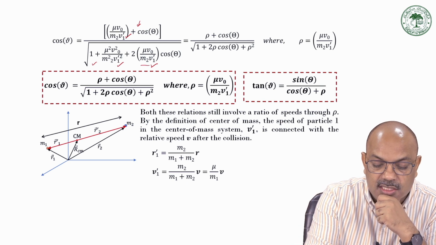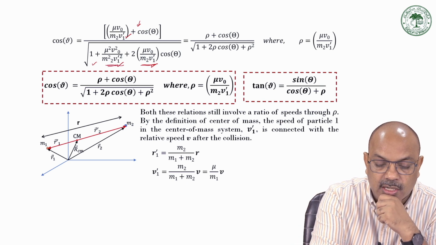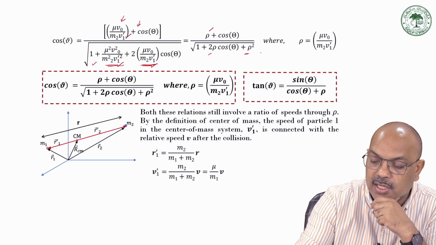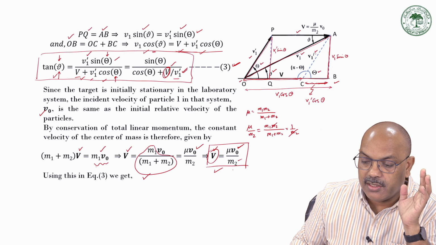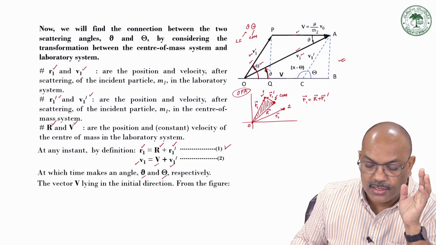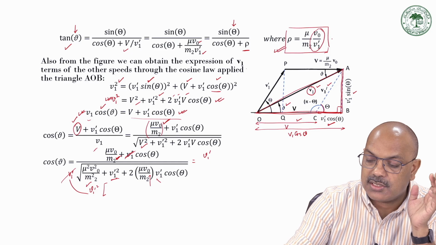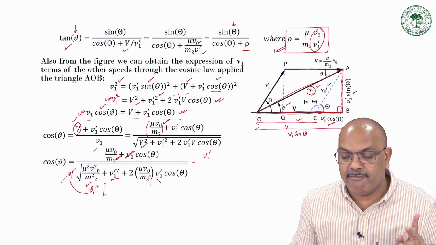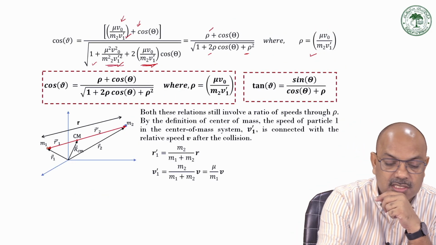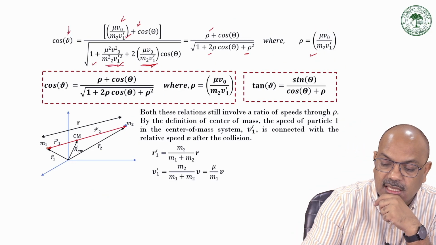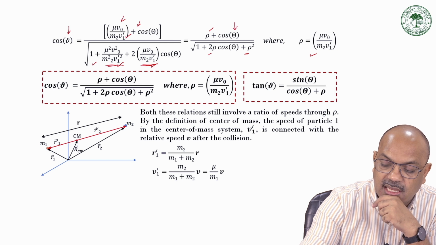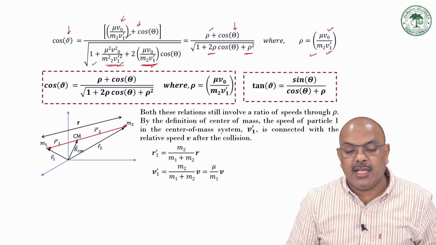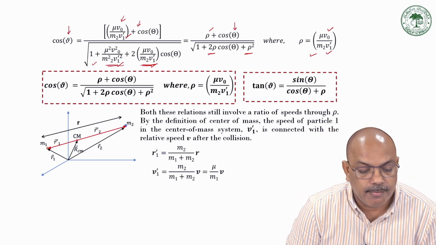You see that this is my quantity rho, this is rho squared, and this is also rho. So this is rho, this is twice rho, and this is rho squared. We have already defined this rho here. It is the ratio of the velocity of particle 1 in the lab frame and the center of mass frame. So now this is the lab frame angle, and this is the center of mass scattering angle, and the quantity involved here is the velocity of particle 1 in the lab frame and in the center of mass frame.